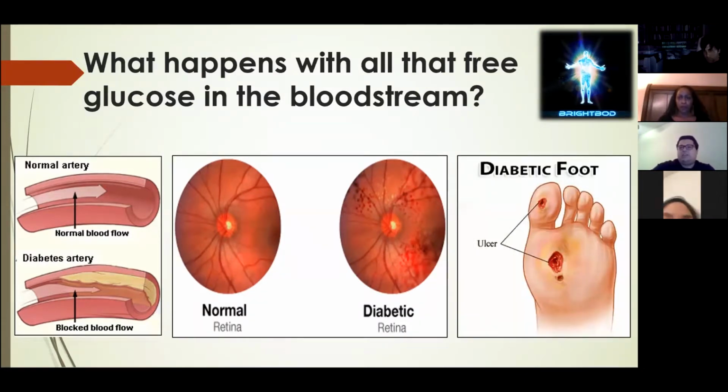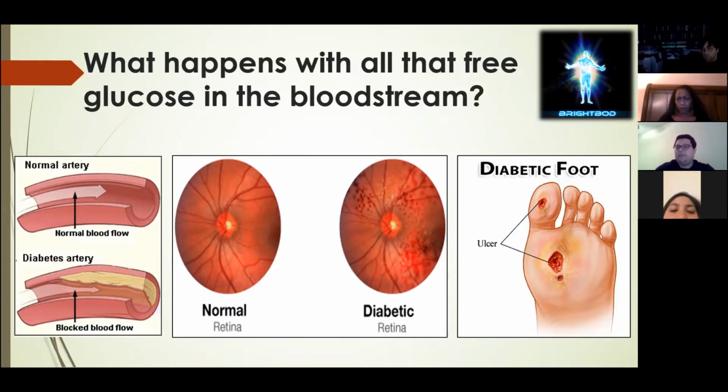And also, it affects two things. One of them is the scarring process. People with a lot of sugar in their blood do not heal as fast as normal people. And second of all, it affects the feeling, the ability to feel.